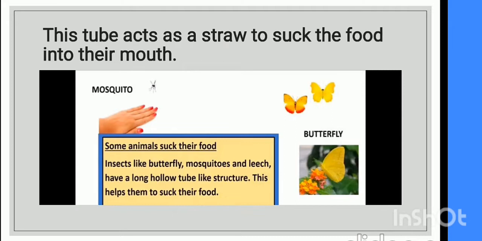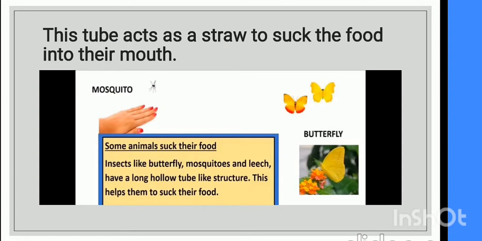Next is elephant. The trunk of an elephant helps it to break off branches and leaves and push them into its mouth. As you know, an elephant's trunk is very strong as well as flexible. So, the elephant uses its trunk to break the branches and leaves, and it also helps it to push the food into its mouth.